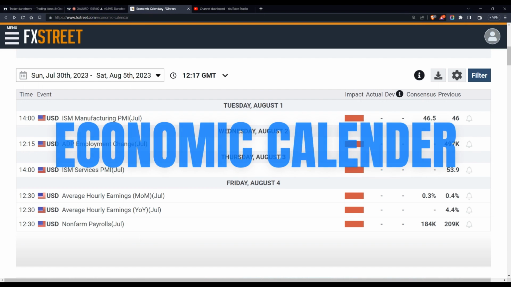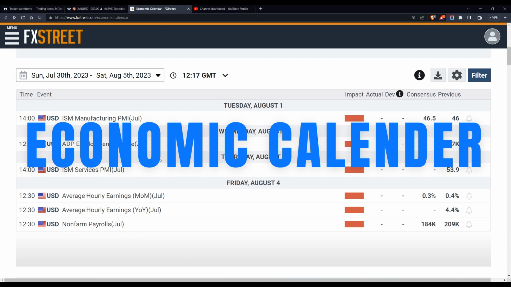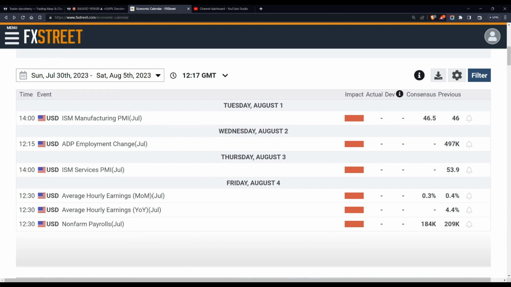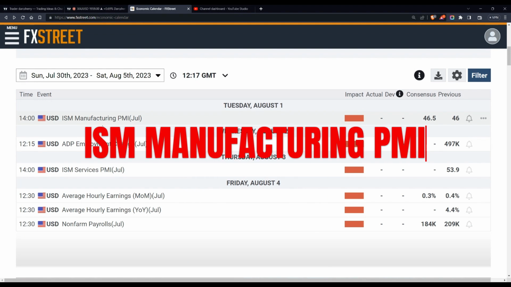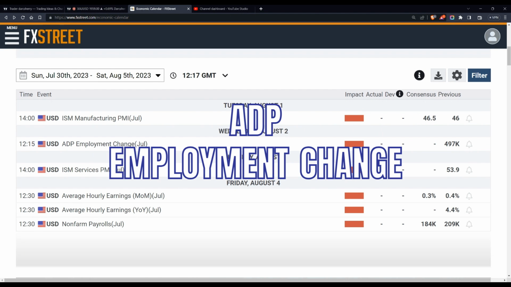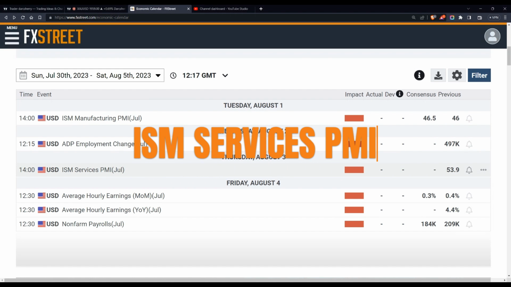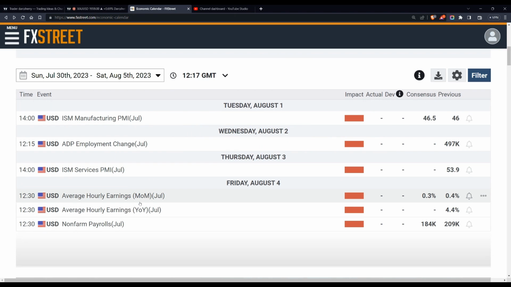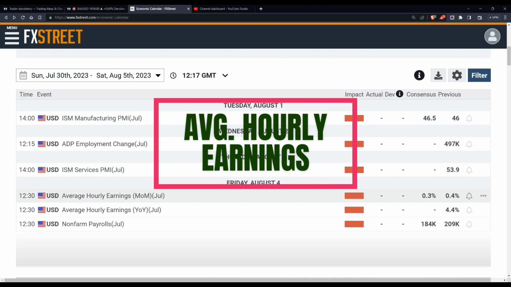So, on the economic calendar for this week, we are going to be focusing on high impact events from the US economic docket, and in fact, we have a handful of them here. The first high impact event is coming in on the 1st of August. That is Tuesday, and that is the ISM manufacturing PMI. And then on Wednesday, August 2, we have the ADP employment change. And on Thursday, we have the ISM services PMI. And on Friday, we have the average hourly earnings for the month on month and for the year on year.